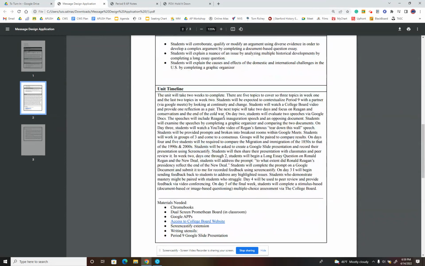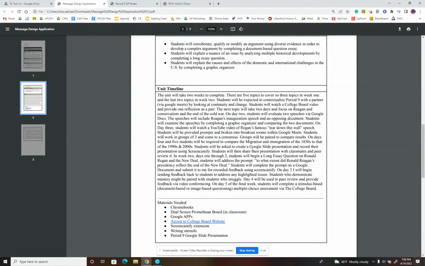Here is the timeline. It covers about 2 weeks, and I break down step by step what we do each day. For example, I utilize Google Meet, even now that we're in person, and I break them out into breakout rooms. They work together to tackle some of the major things for the topic. We build contextualization right from the beginning. We talk about the Cold War. We look at continuity from our previous units and how that plays into the 1980s. We look at speeches or primary sources. So we do a whole bunch of different activities.